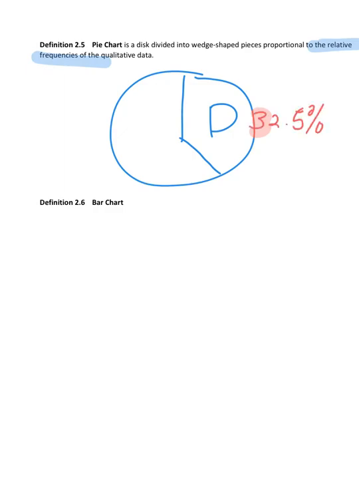32.5%. And how much was the Republicans? 45%. 45 is less than 50. So how about this one? Yeah, please make a more beautiful pie chart than mine, right?